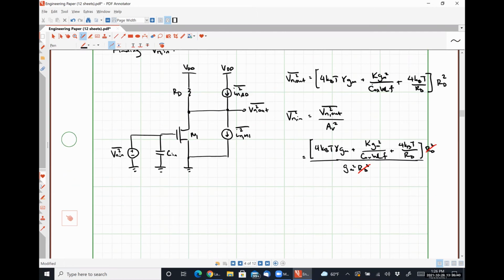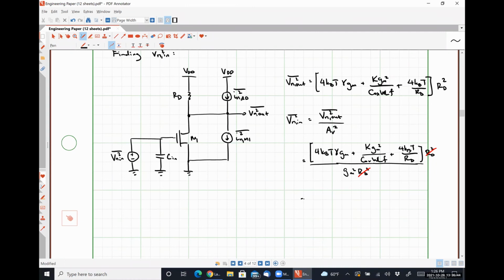And so we wind up seeing that our input referred noise voltage is 4 kBT gamma over gm plus K over Cox WLf plus 4 kBT over gm squared RD. So to be clear, what we did there: we found the output noise voltage and referred it to the input by dividing by the square of the amplifier's gain.